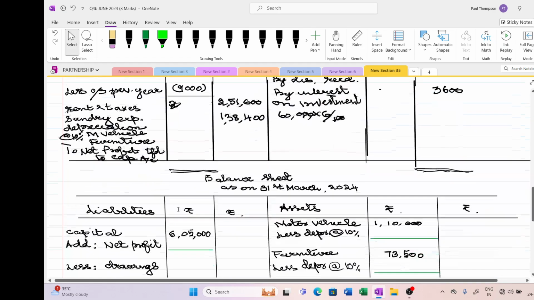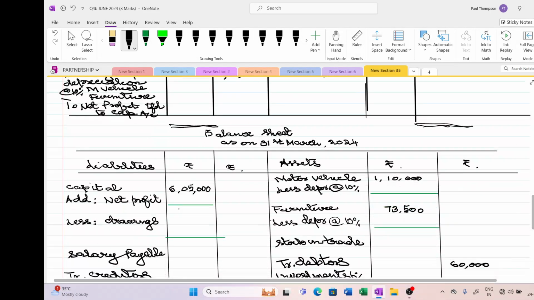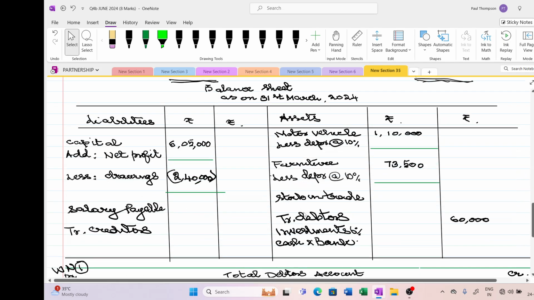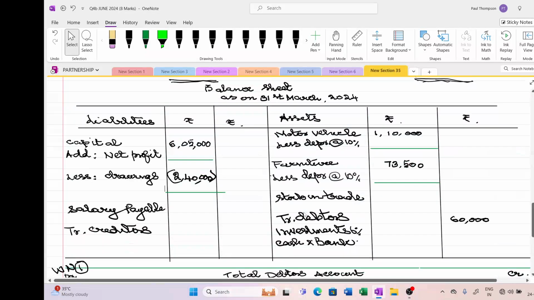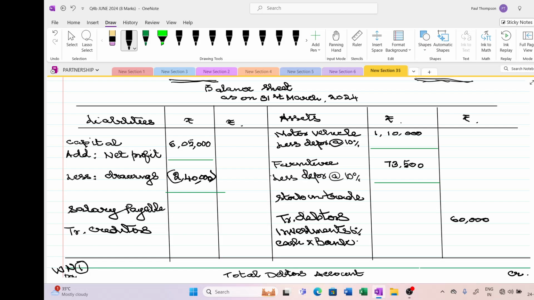Next item they have given is drawings. Drawings will go to your balance sheet, 2 lakh 40,000. Wherever you have to subtract, please put it in a bracket so that you don't forget to subtract this item. Next, they have given cash in hand and bank as on 31st March 24. This will go to my balance sheet. This is my closing balance, 1 lakh 71,300.